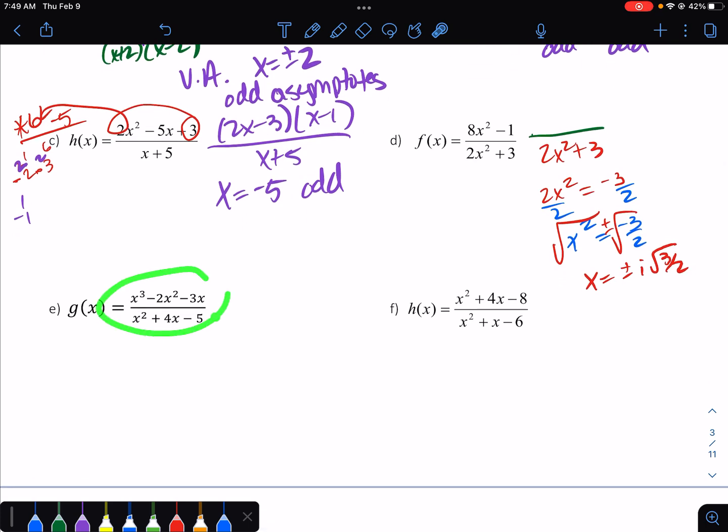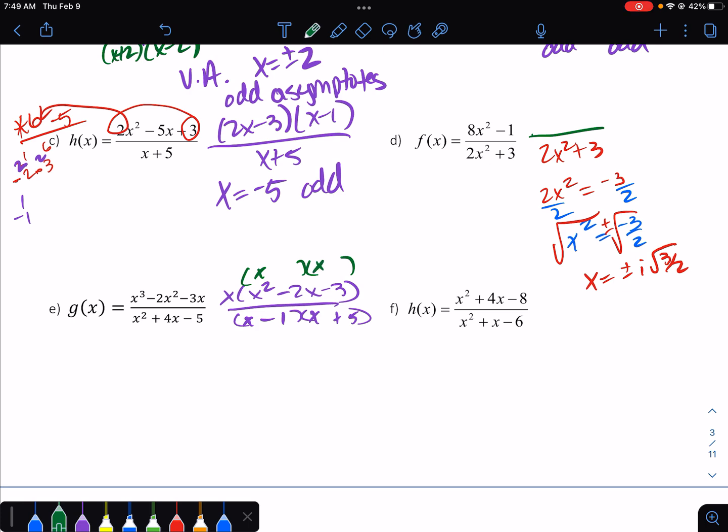If we look at this one, notice here that we've got on top a common factor of x, so then we get x squared minus 2x minus 3. On the bottom, I'm trying to multiply to negative 5, but add to 4. So if I do 5 and 1, I need the 4 to be positive, but the 1 to be negative. So that gives me that value. On top, we still have this part left over. So if I'm trying to multiply to negative 3, but add to negative 2, I've got 3 and 1.